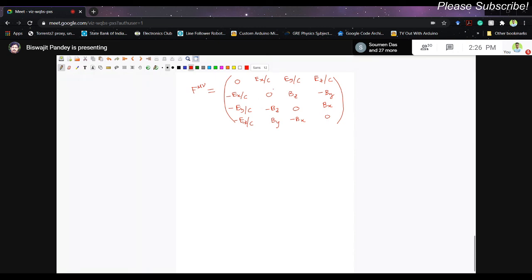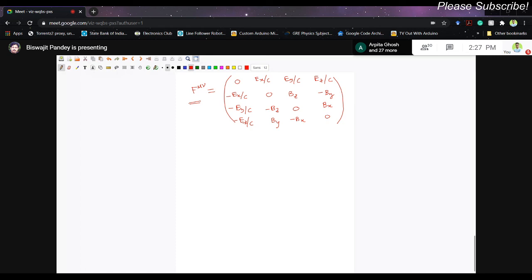Sometimes in some textbooks you will not see this c over there, right? They put things in a natural limit, so c equal to 1, so you have to write down things accordingly. Or some people also switch the position of E and B, but it has to be antisymmetric, and it has only 6 components. You see Ex, Ey, Ez, Bx, By, Bz are nothing but 6 independent components of this mathematical object F mu nu.